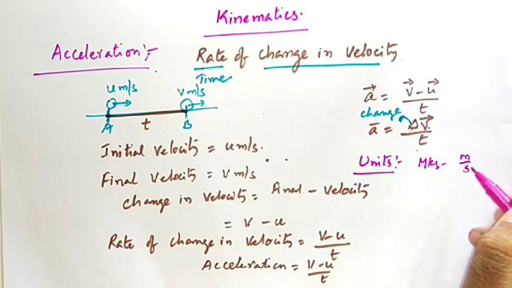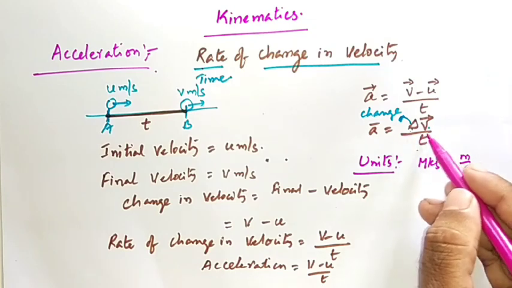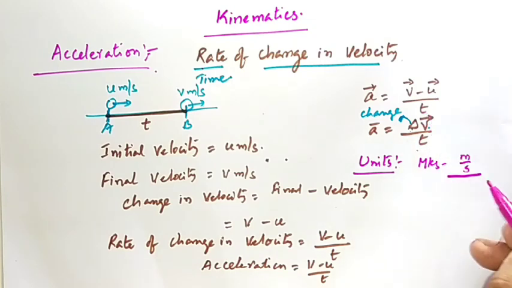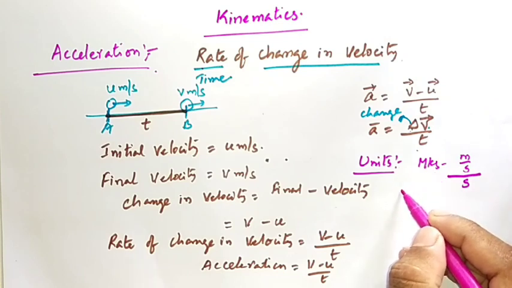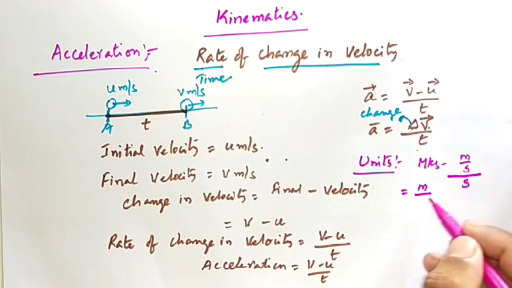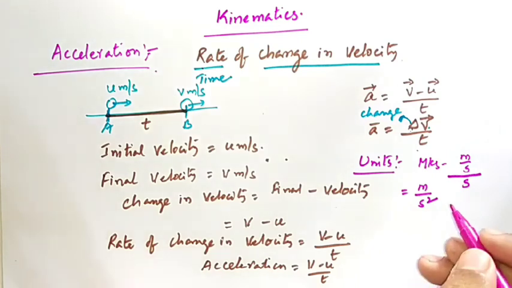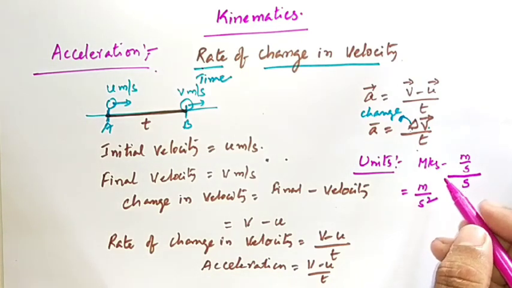Meter by second. Velocity unit is meter by second. Divided by, is there, na? What is the unit of time in MKS? Second. So what is the unit of acceleration in the MKS system? Meter by second into second, second square. Clear? So the unit of acceleration is meters per second square in MKS and SI.